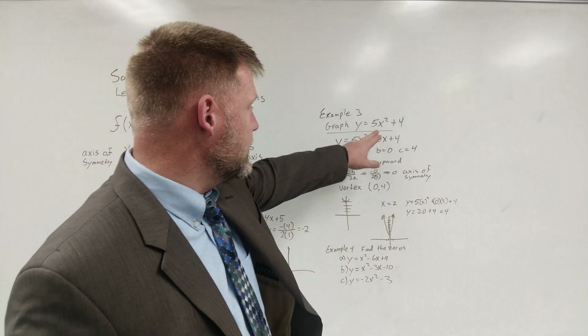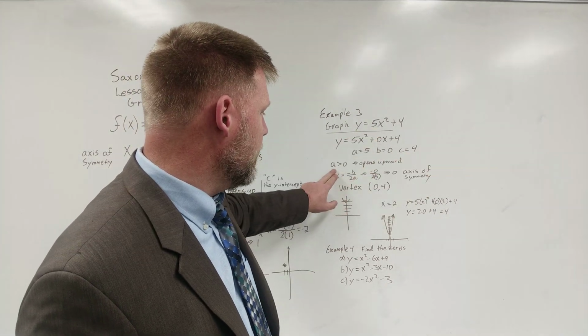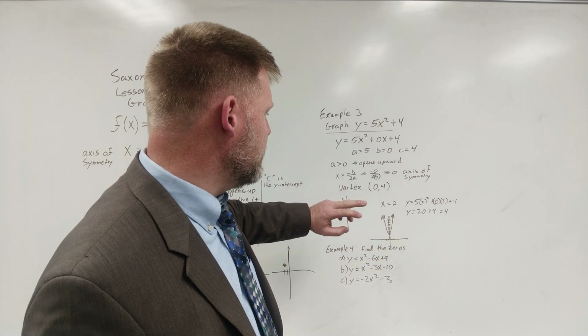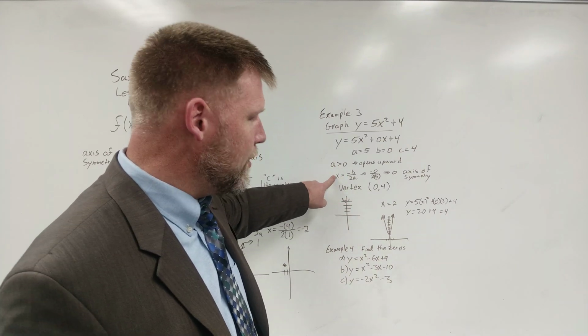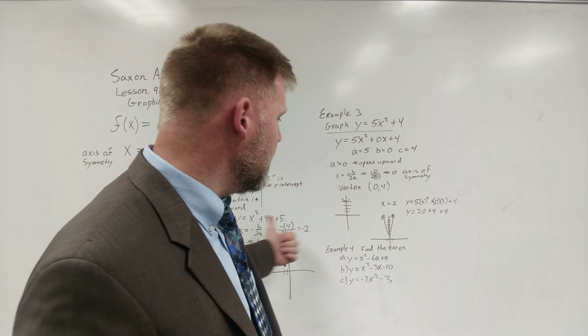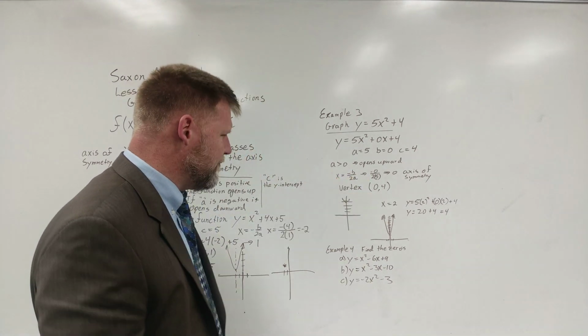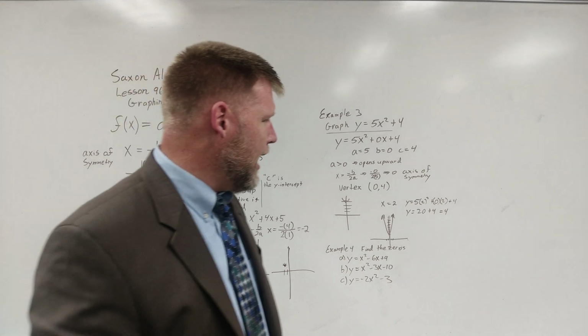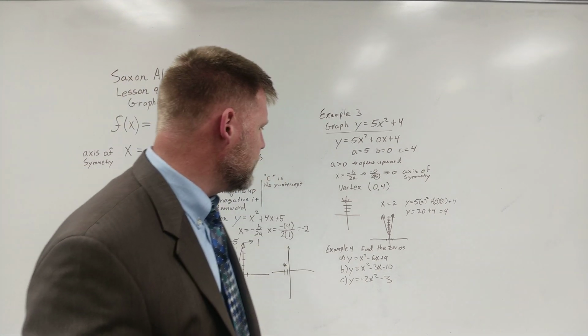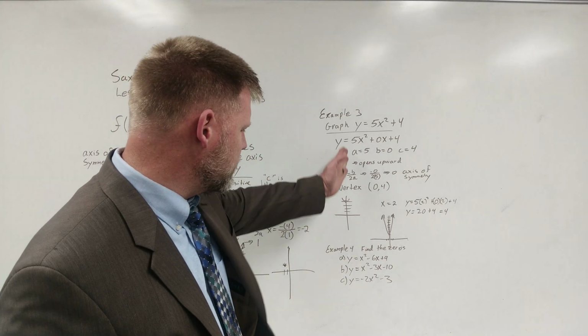I know that a is a positive number. It opens upward. I go to put my axis of symmetry in, and so I say negative b over 2a, because that's what we learned just a second ago. But I've got a problem. When I put in a negative 0 and divide it by 10, I end up with 0. The axis of symmetry is 0. Well, that means that it's crossing through.